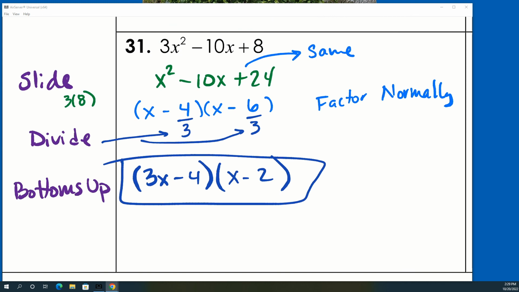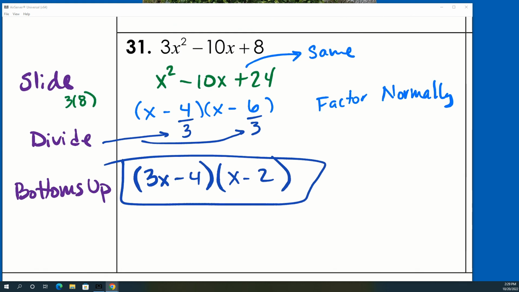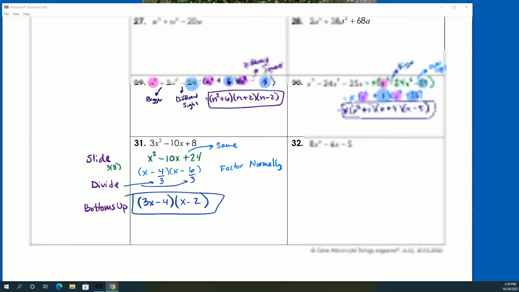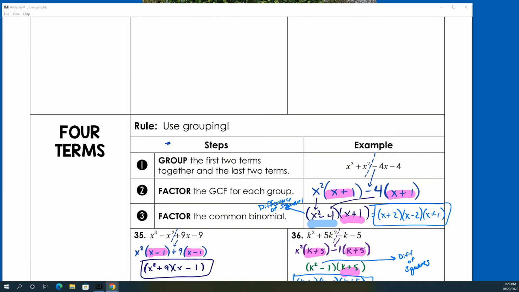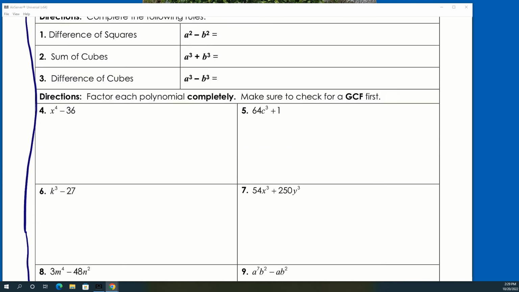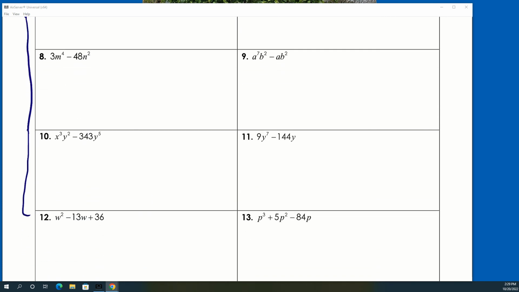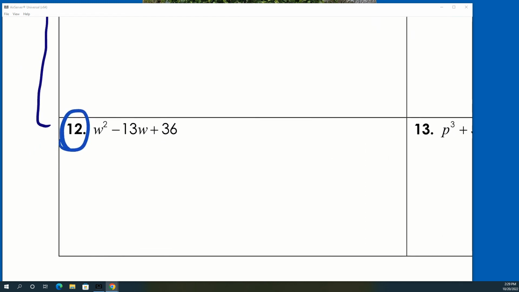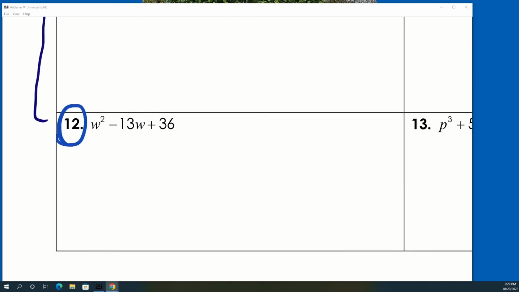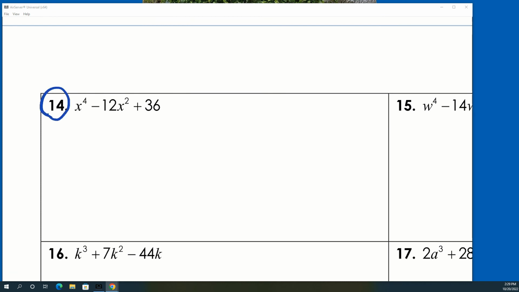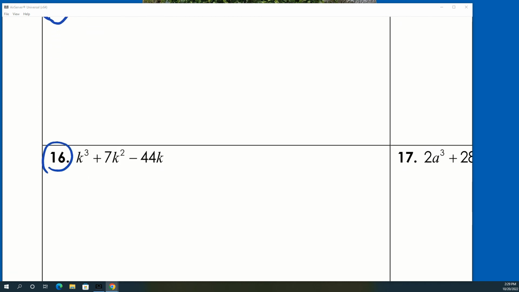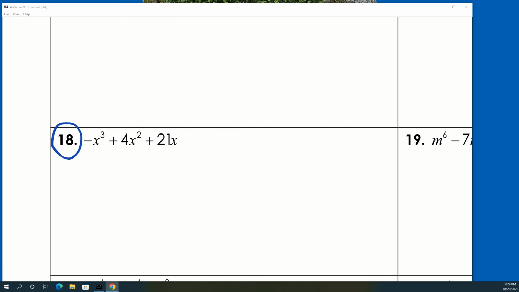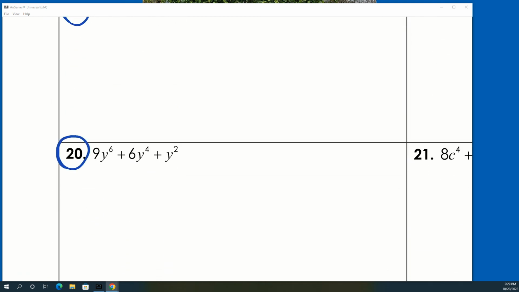Okay. So let me show you which ones I want you to do. I think it's 9 problems today. So we're going to go to the homework sheet. Hopefully you have 1 through 11 already finished, as that was yesterday. And then we're going to do 12 through 20 even. So that means today you're going to do number 12. So you can circle it if you want to. 14, 16, 18, and 20.